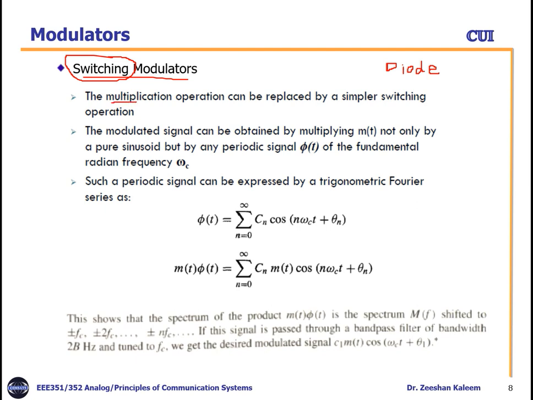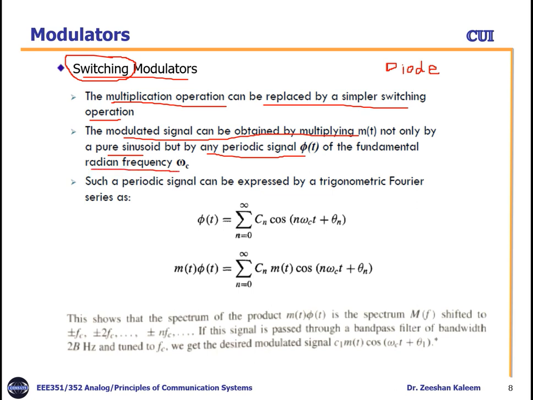Switching modulator. The multiplication operation can be replaced by a simpler switching operation. In the last modulator, we did the multiplication, which is a complex process. So here we will replace the multiplication operation by a switching operation. How does it work? The modulated signal can be obtained by multiplying m(t) not only by a pure sinusoid but by any periodic function phi(t) of fundamental radian frequency omega c.